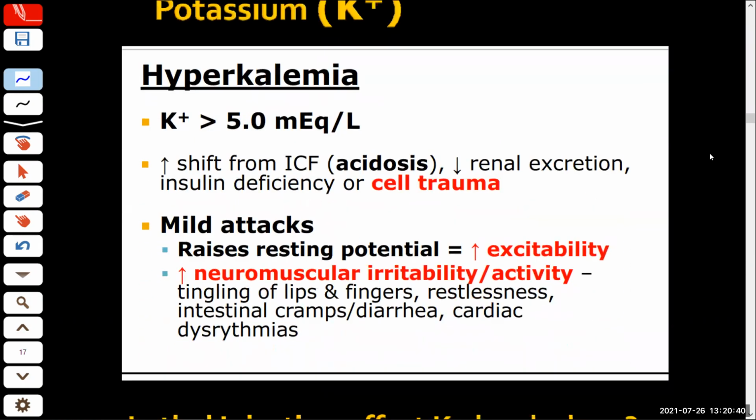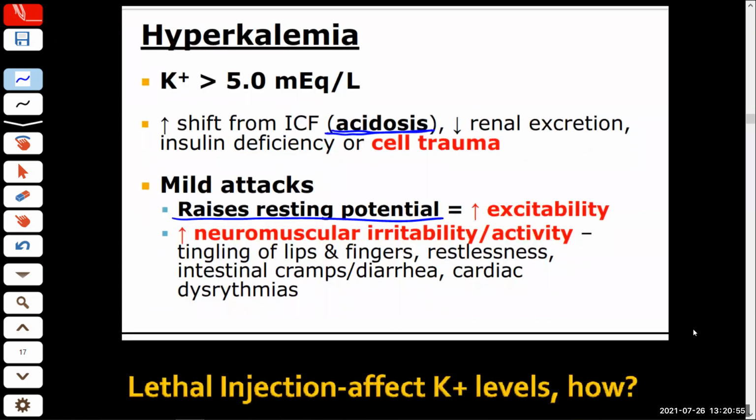Hyperkalemia, so just on the other end of this, we talked about acidosis can cause hyperkalemia. It kicks all that potassium out. This will raise your resting potential, increasing excitability, but again, the big concerning symptom, cardiac dysrhythmias.